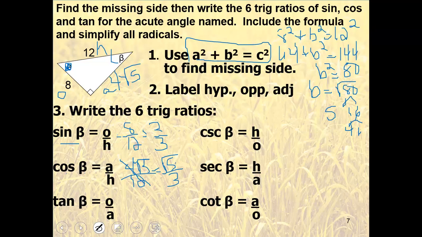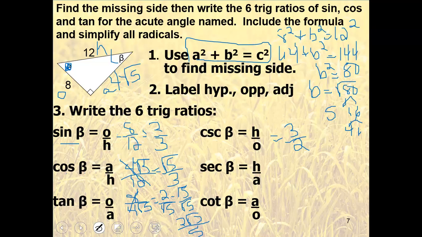And then the opposite over the adjacent is 8 over 4 square roots of 5. So this is 2 over the square root of 5, which when we multiply top and bottom by square root of 5 over square root of 5, I get 2 square roots of 5 over 5. Hopefully now you're seeing a pattern of the simplifying, the rationalizing the denominator. Now, what I do over here is I just take the reciprocal. So I'm going to get 3 over 2.